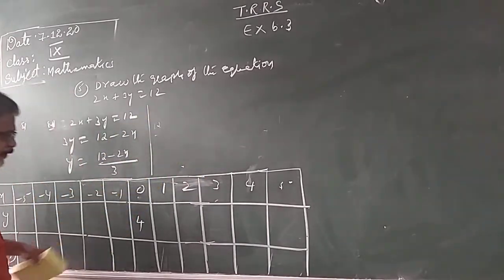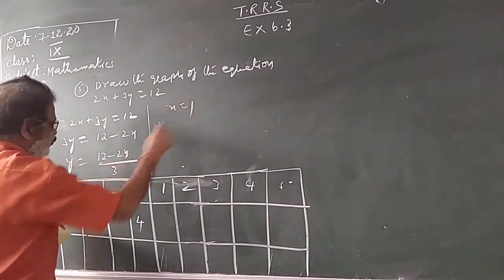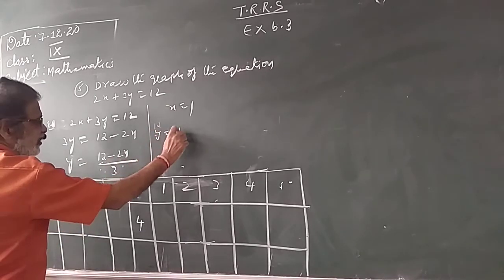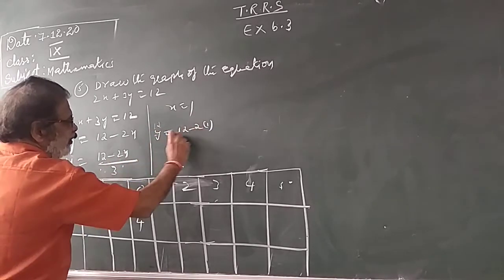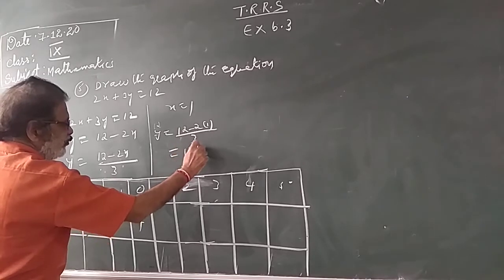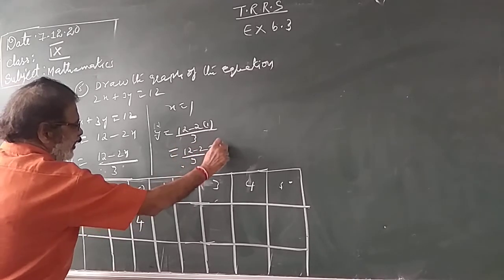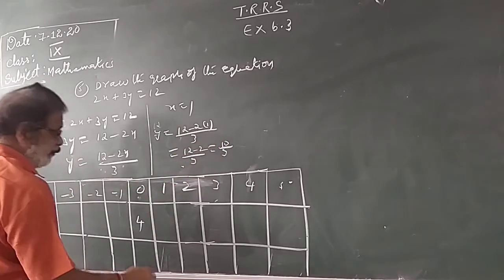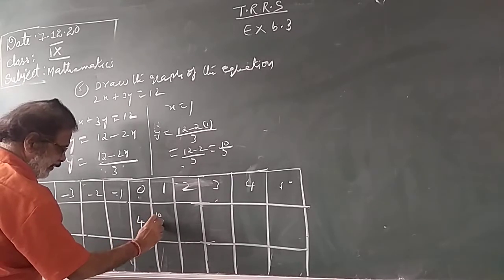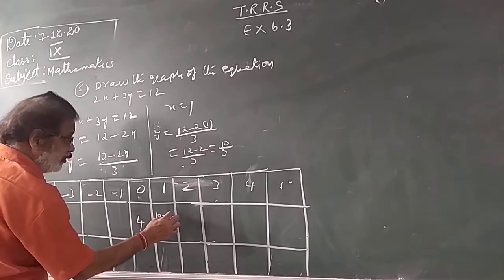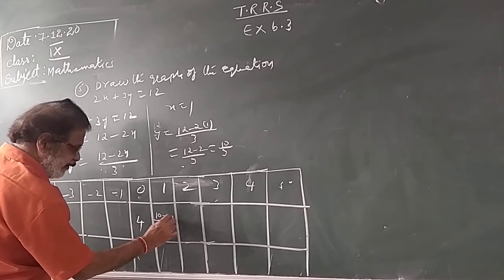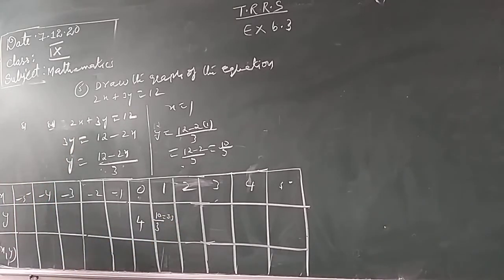Here x is equal to 1. X is equal to 1, substitute in this. Y is equal to what? 12 minus 2 into 1 by 3. 12 minus 2, 10. 10 by 3. 10 by 3 means what? You know that 3.3. Approximately you can write as 3.4 like that.